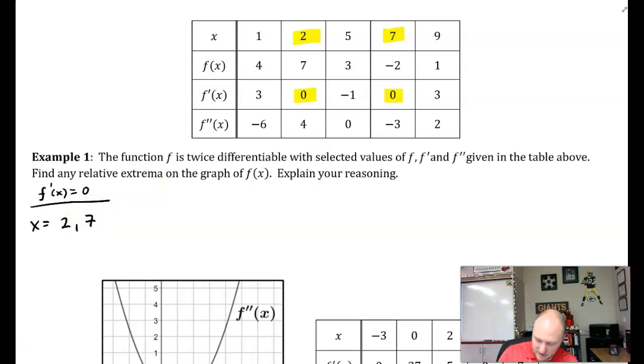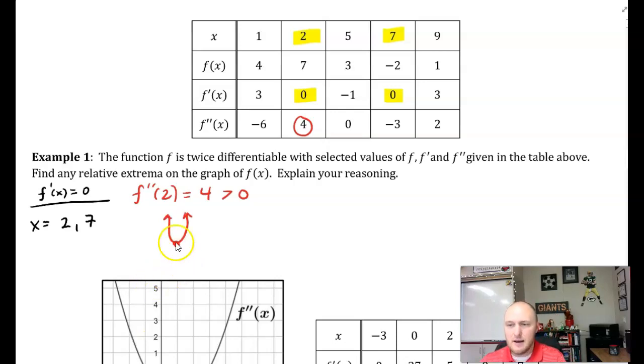Okay, and so what I'm going to do is look at the second derivative, f double prime of 2. What's going on at f double prime of 2? Well, that is 4, and that value is greater than 0. So this is concave up, and if it's concave up, then that point is a minimum. That's a minimum, okay? How about f double prime of 7?